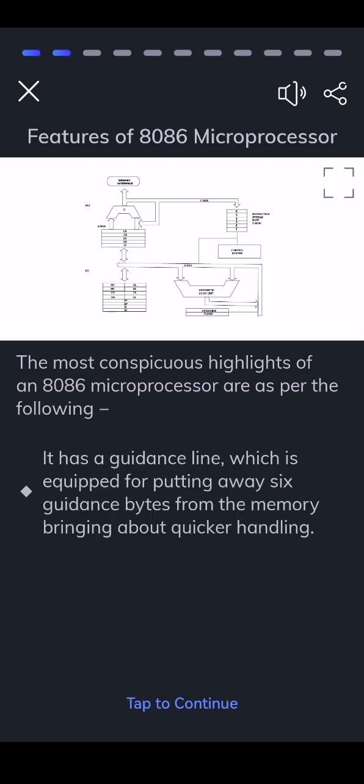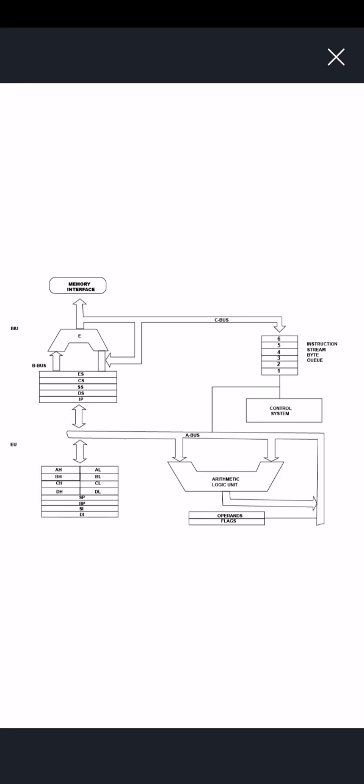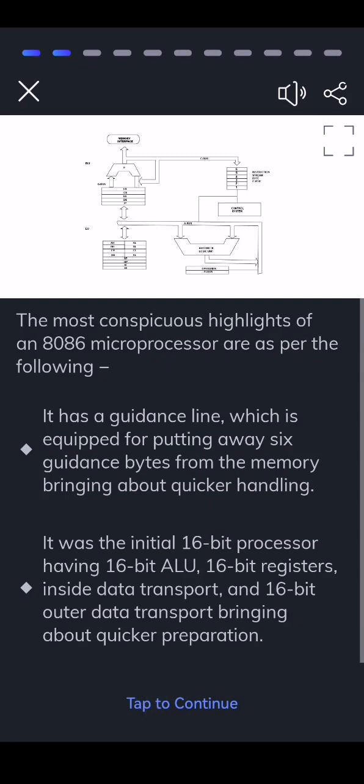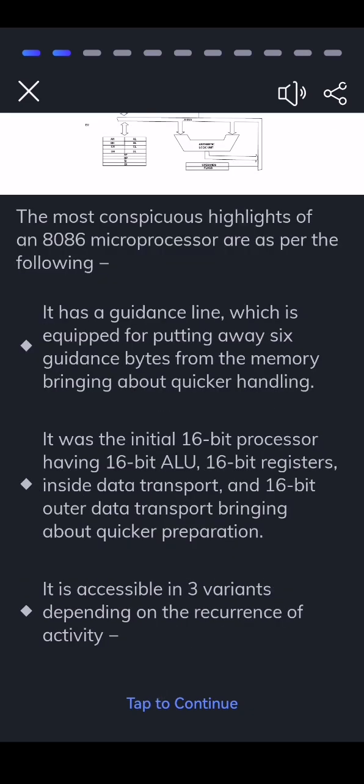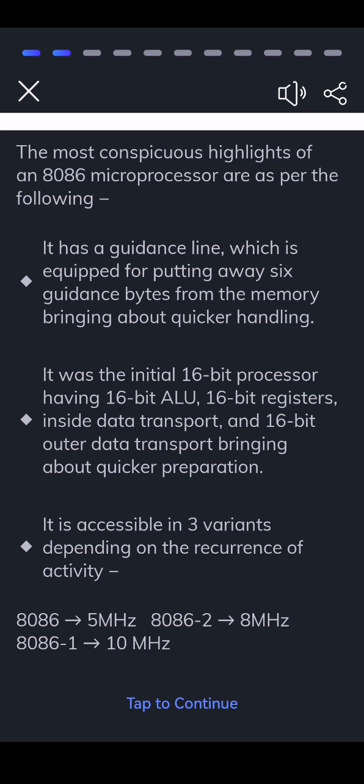It has an instruction queue, which is capable of storing 6 instruction bytes from the memory, resulting in faster processing. It was the first 16-bit processor having a 16-bit ALU, 16-bit registers, internal data bus, and 16-bit external data bus, resulting in faster processing. It is available in 3 versions depending on the frequency of operation: 8086 at 5 MHz, 8086-2 at 8 MHz, 8086-1 at 10 MHz.